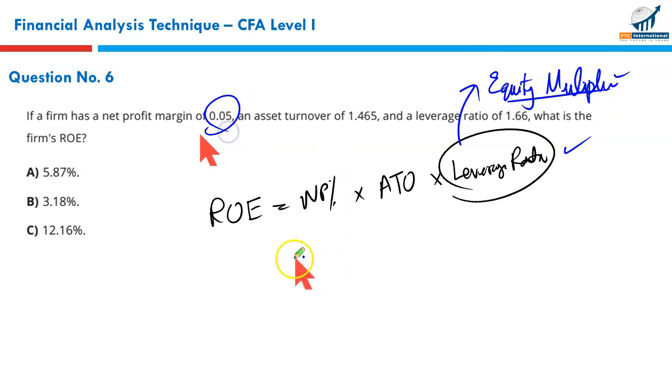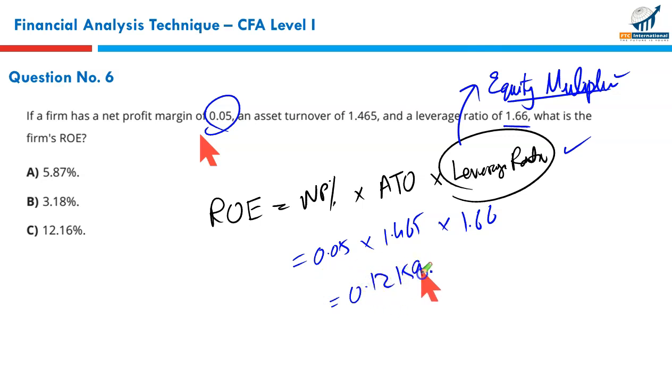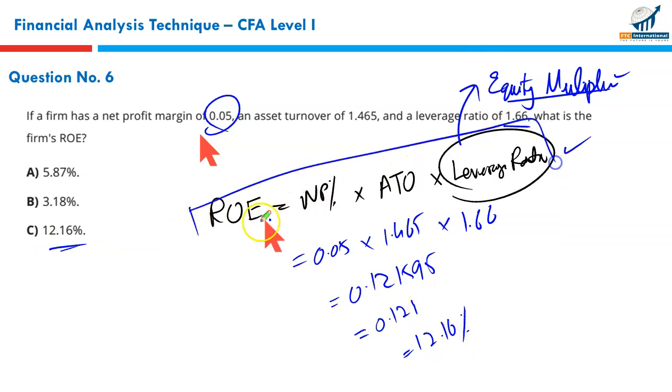So we have net profit percentage 0.05, asset turnover ratio 1.465, multiplied by the leverage ratio, which is given as well, 1.66. Simplifying, 0.05 times 1.465 times 1.66 gives you 0.121595, which is approximately 12.16%. So this is your return on equity, and this is the DuPont model for return on equity.